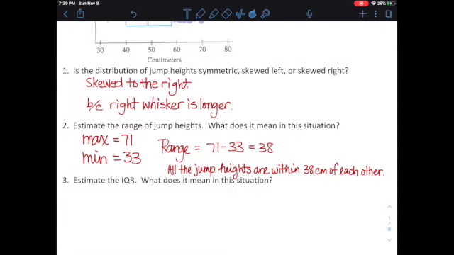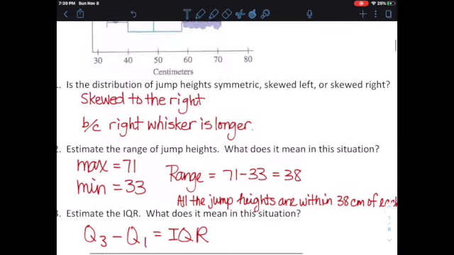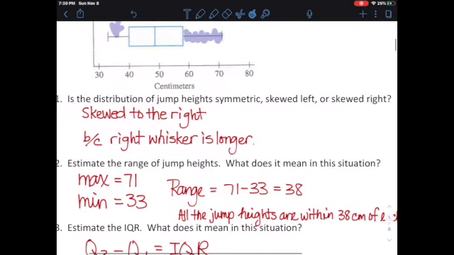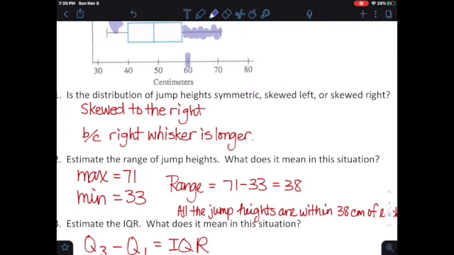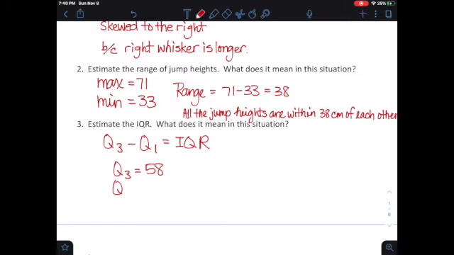So the next one, number 3, estimate the IQR. What does it mean in this situation? Well, don't forget, IQR is Q3 minus Q1. So when you do that, you are going to say Q3, I'm going to see it's probably by approximation, I will say about 58. Let's take a look. Yeah, see there's the 60, and then that's not quite 60 right here. Okay, and then the minimum is going to be right here. And then that's a little bit like right on the line kind of. So I would say Q1 is going to be 40.